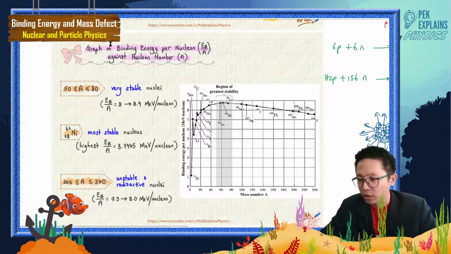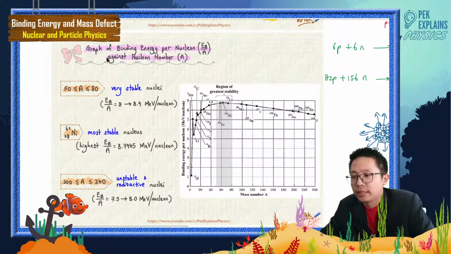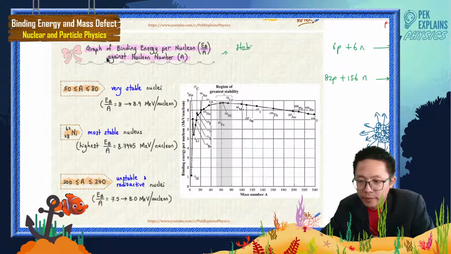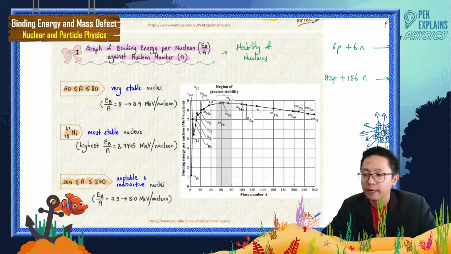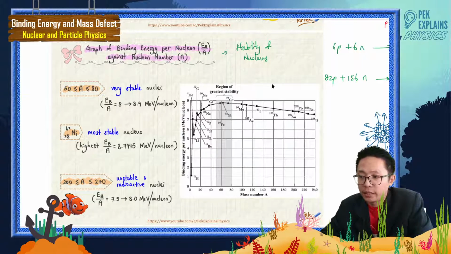Okay, now I want to talk about this graph. This one shows even better about the stability of nucleus. Yeah, even better. Okay, so we know that stability of nucleus is proportional to binding energy per nucleon.